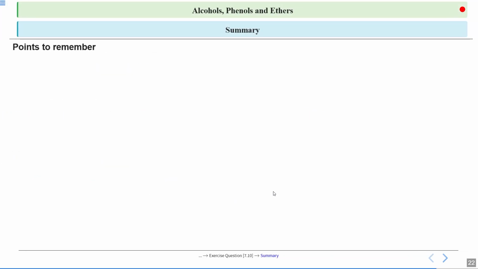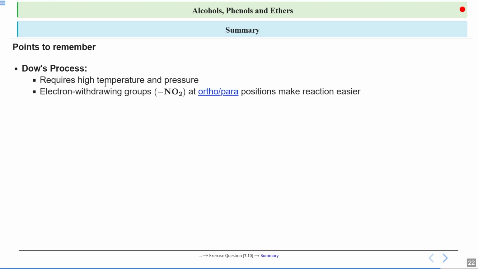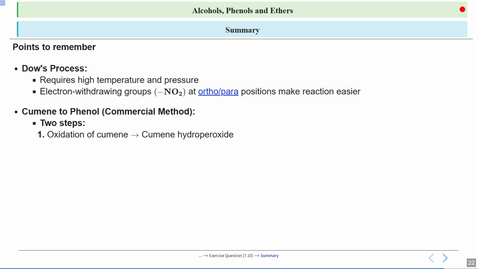So let us summarize whatever we studied. We studied Dow's process, and this process requires high temperature and pressure. We see that if there is an electron withdrawing group at the ortho and para position, it will make this reaction easier. Next, we studied cumene to phenol. That was a commercial method, and it takes place in 2 steps. First, there is oxidation of cumene, and you form cumene hydroperoxide, that is, the peroxide linkage. It is unstable, so it will break in the presence of acid, and it will give phenol and acetone.